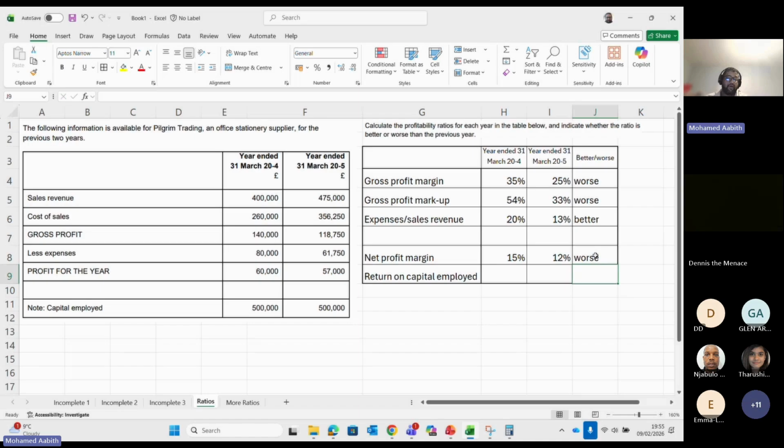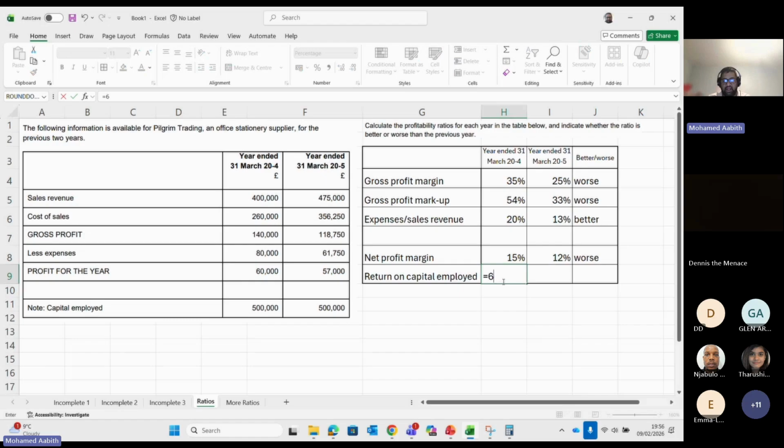Even though I have managed to control some of my expenses, my cost of sales was very high because it ate into my gross profit margin. And then because of that, it has still not allowed you to retain much of the profit, because from 25 to 33% to 12% here, 35, 54 to 15%. Either way you look at it, it got worse. But let's look at the return on capital employed.